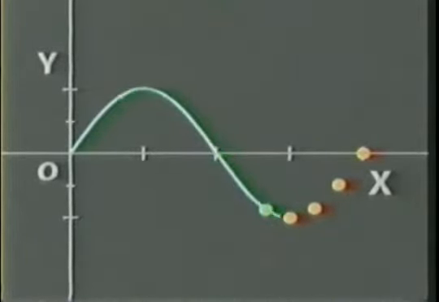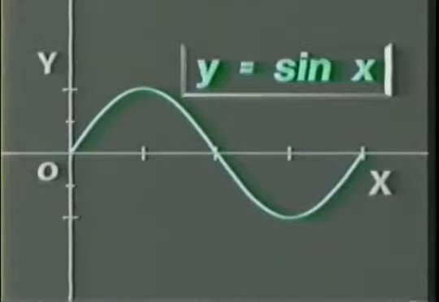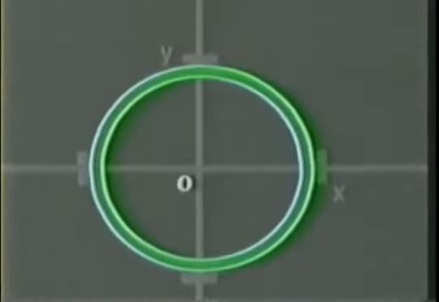Now let's connect the points. This is a sine curve or sine wave. It's described by the equation y equals sine x. A sine wave has a relationship with a unit circle. The terminal arm of an angle is 1 unit in length.